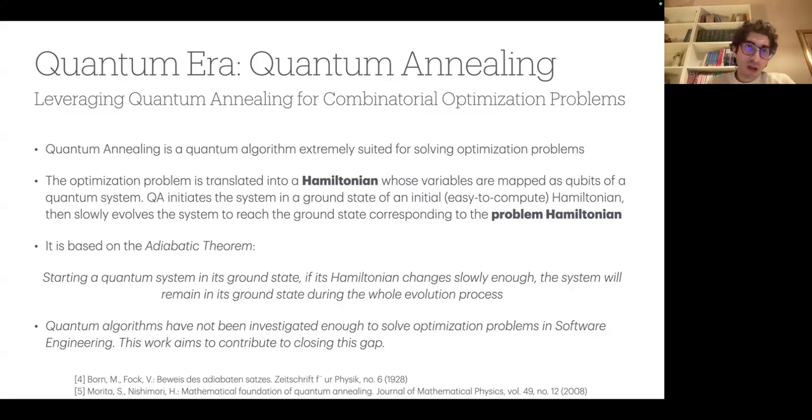In particular, we decided to apply quantum annealing, both because it has fewer limitations in terms of number of qubits, but also because it is extremely suited to solving this kind of optimization problem. In quantum annealing, the problem is translated into a problem Hamiltonian whose ground state encodes the solution of the optimization problem and whose variables are mapped into a quantum system. Following the adiabatic theorem, quantum annealing initiates the system in the ground state of an easy to compute initial Hamiltonian, and then slowly evolves the system to reach the ground state of the corresponding problem Hamiltonian.